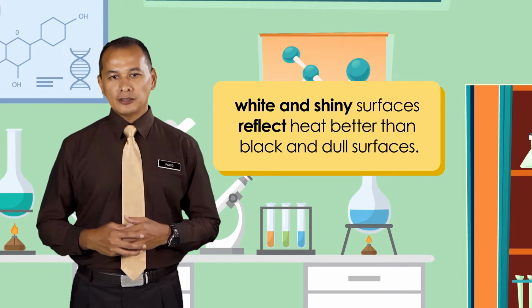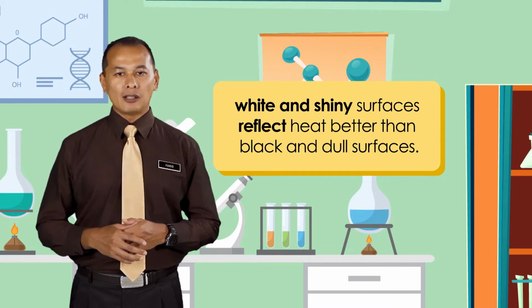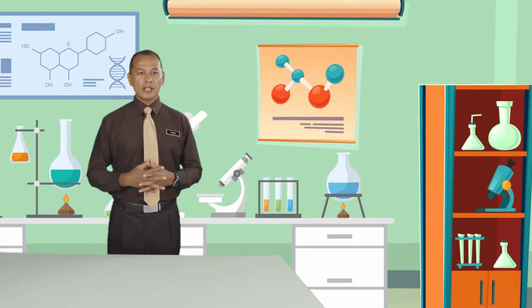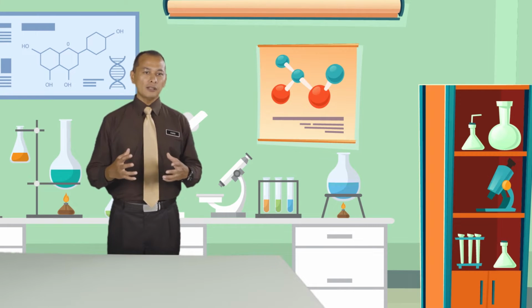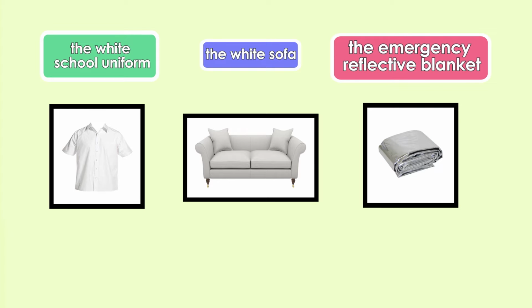Meanwhile, white and shiny surfaces reflect heat better than black and dull surfaces. Examples of white and shiny surfaces are a white school uniform, a white sofa, and an emergency reflective blanket.